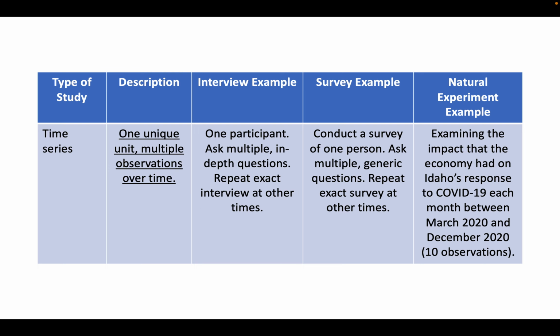And the natural experiment side of things, we could examine the impact that the economy had on Idaho's response to COVID-19 each month between March 2020 and December 2020. And as you can see, that would add up to 10 observations, which is not bad. What we would do is we would try to figure out what the impact the economy has on Idaho's response each month. And that would be a time series response. So we'd have 10 different responses based on the month.